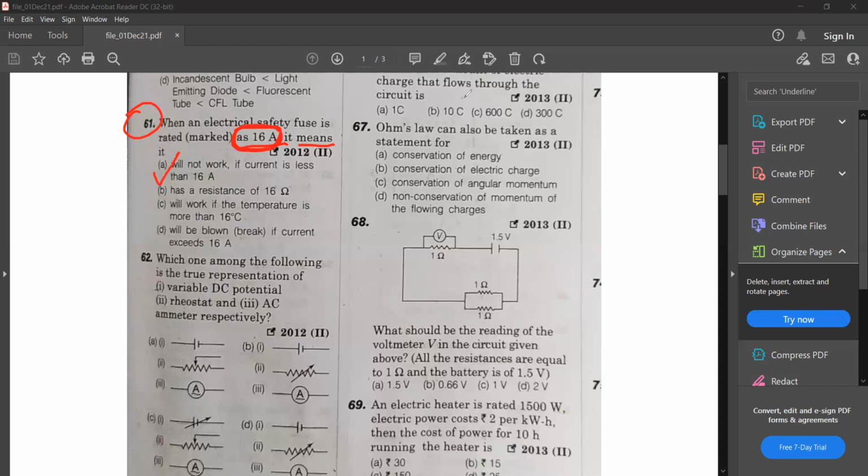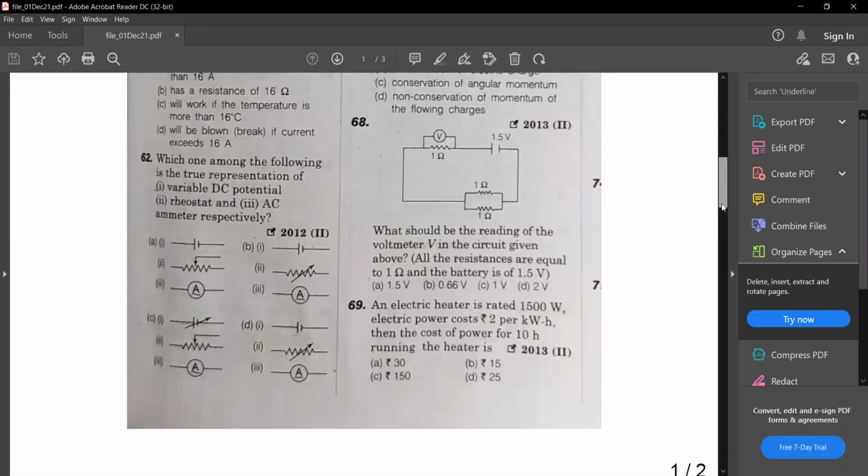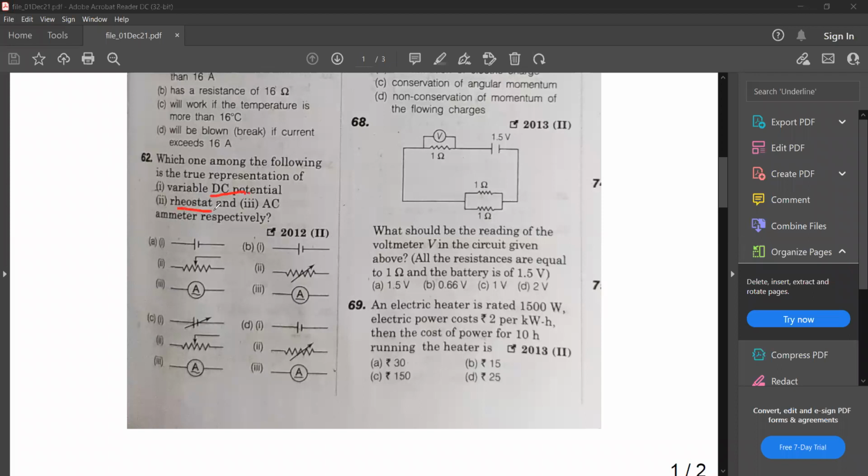So moving to the next question, question number 62. Which one among the following is the true representation of variable DC potential, rheostat, AC ammeter respectively? See the symbols and comment the answers.